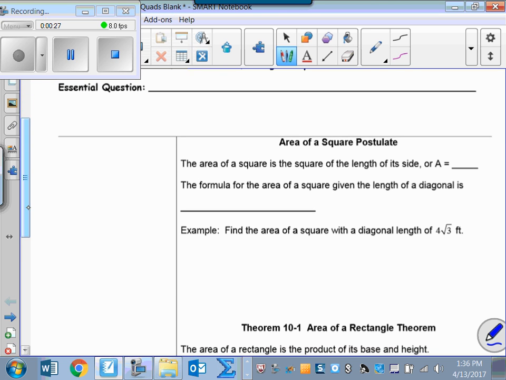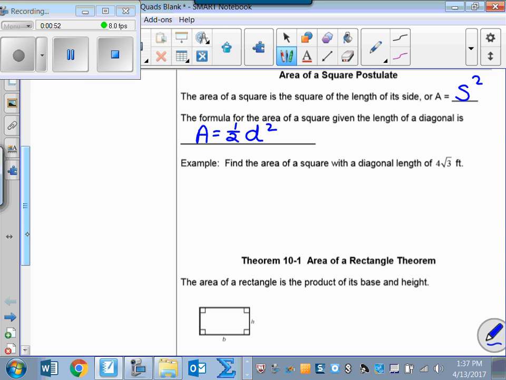Here we go. First we're going to start with something that you already know. The area of a square is the square of the length of its side, or A equals S squared. All right, how about if we know the length of the diagonal of a square? Well, we can use this formula. If we know the diagonal but not the side length, we can find the area by multiplying 1/2 times the length of the diagonal squared. For instance, here's how that works.